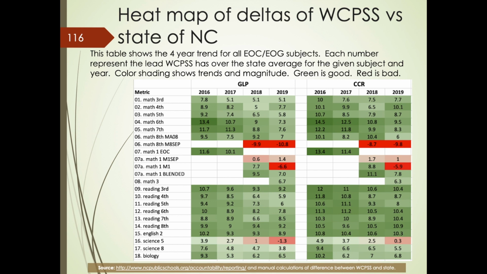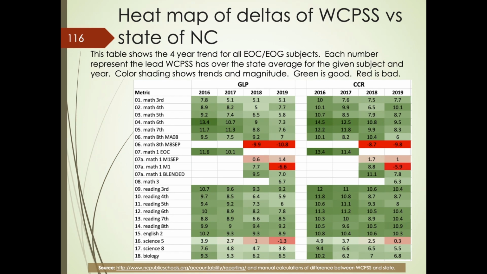So what this is showing is a 4-year trend for all the EOC and EOG subjects. Each number represents the lead that Wake County has over the state for each of these subjects. The color shading shows trends and magnitude. Green is good. The more green it is, the better. And red is bad. The more red it is, the worse. So the more green the number is, the larger the lead we have over the state.